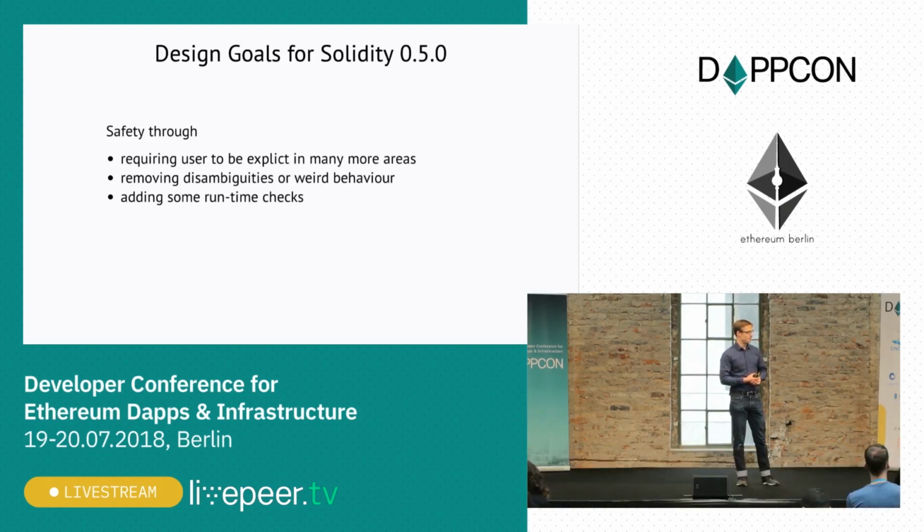And some runtime checks. Runtime checks are always good and bad. They are good because they prevent bad things from happening. But they are also bad because they are usually more costly. They need code to be run. So the deployment cost is higher, but also the runtime cost is higher.